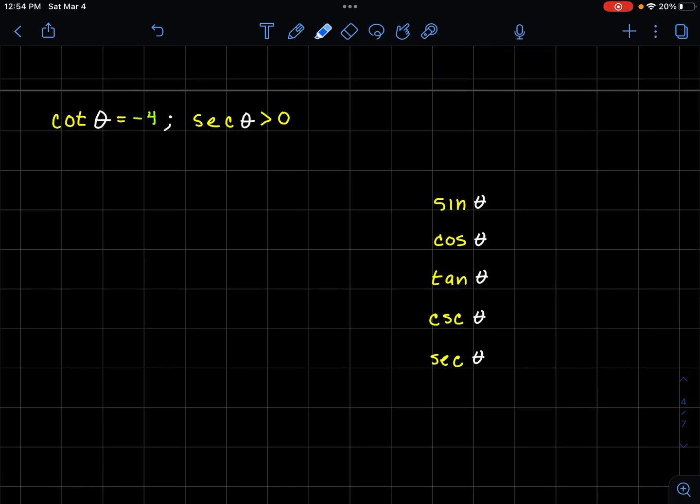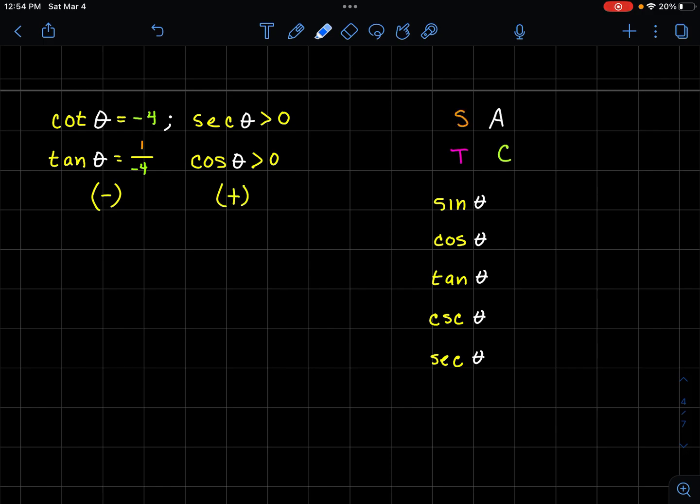Here we have cotangent is negative 4 and secant is greater than 0. These are reciprocal functions, so let's go back to their original. Well, cotangent, if we flip the fraction here, that would say that tangent would be 1 over negative 4. Secant, if secant is going to be greater than 0, then cosine has to be greater than 0. So let's look at their values. Right now, 1 over negative 4, that tells us that the value is negative.